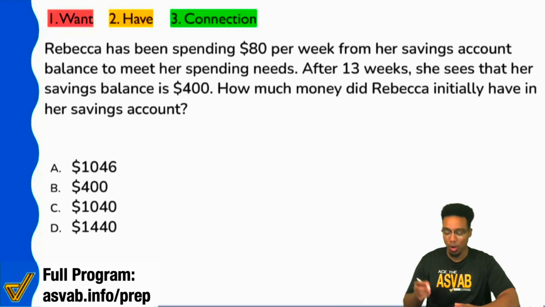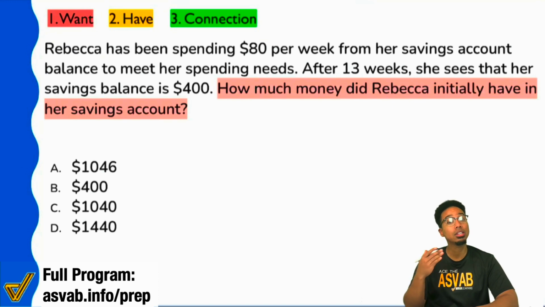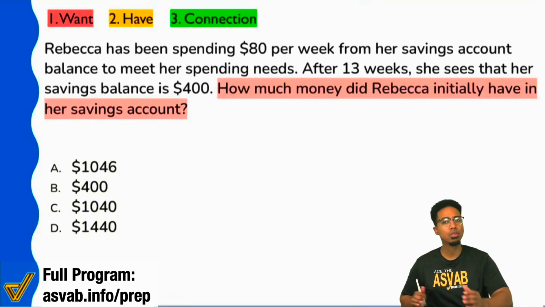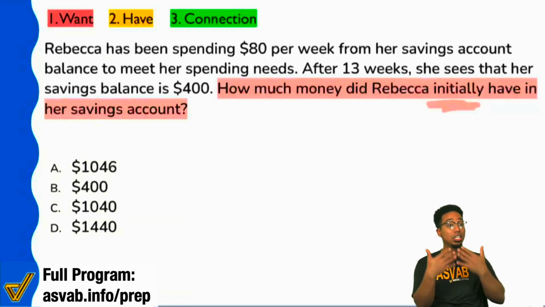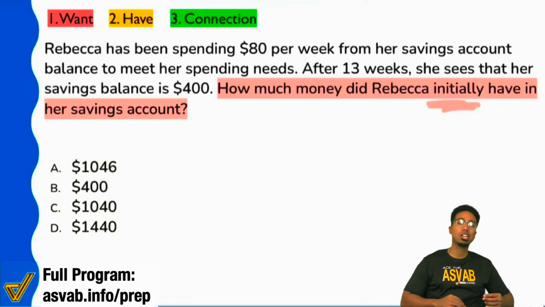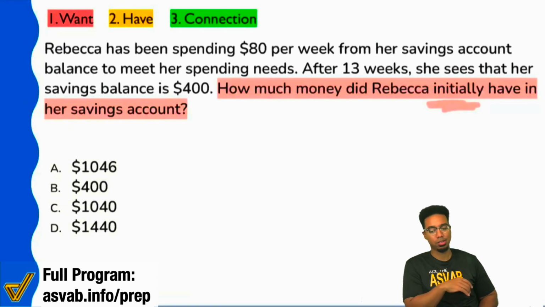Step 1, read the question. Here it is. The question says, how much money did Rebecca initially have in her savings account? Everyone, that's a key word right there, initially. When we're talking about how much you have initially, how much was initially there, what are we talking about? What are we discussing?